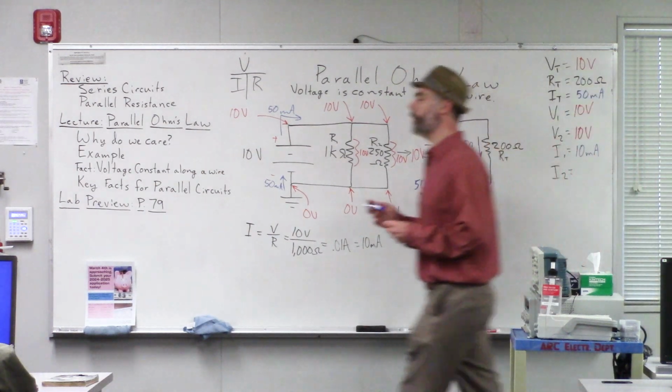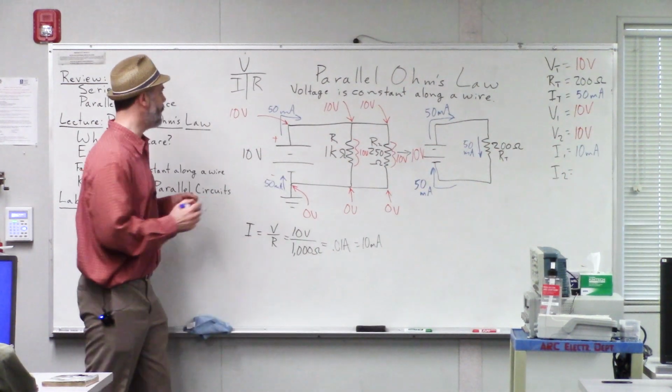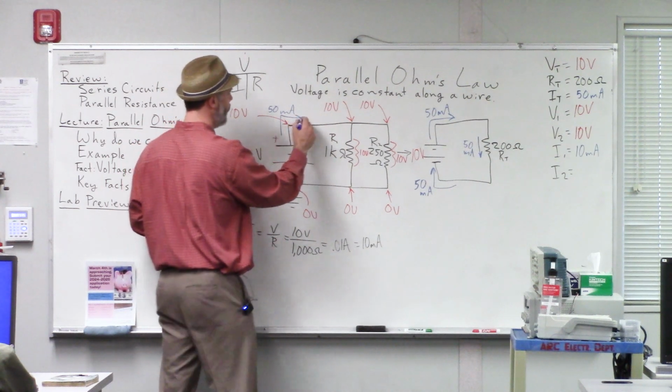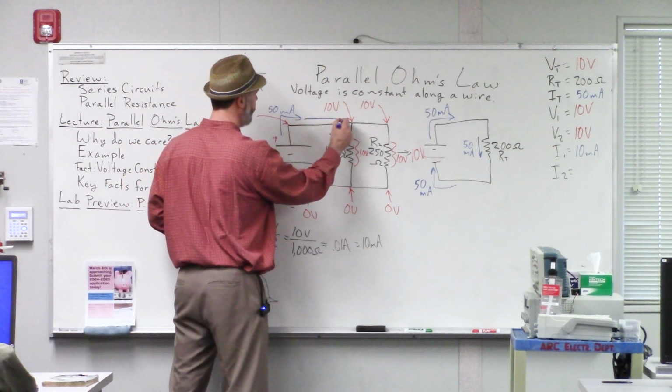So also I can draw that up here on my diagram. So I know I've got 50 milliamps right there. So that 50 milliamps is going to be flowing along here.